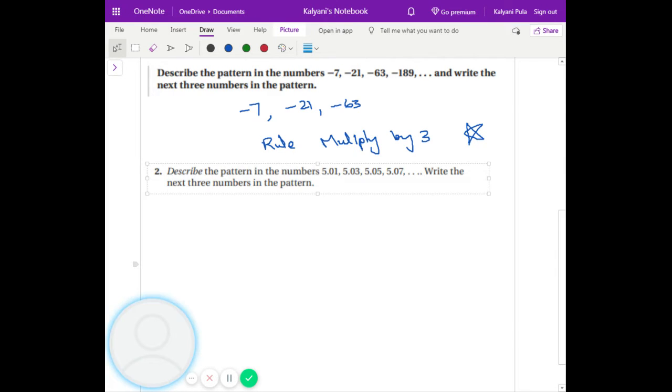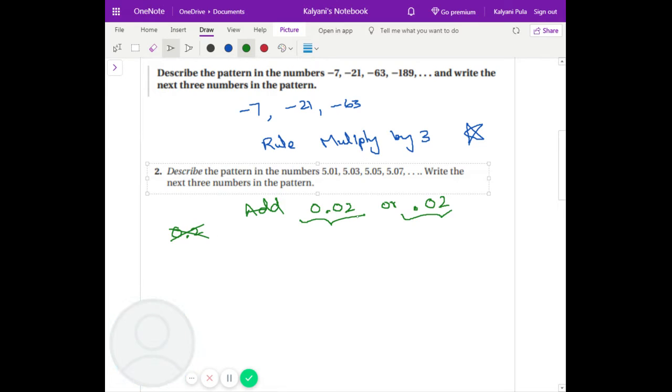Describe the pattern in the numbers 5.1, 5.3, 5.5, 5.7 and write the next 3 numbers in the pattern. Oh, this is really easy. You have to add 0.02. So the rule here is add 0.02. Either way, you can write it that way too. Or 0.2, not 0.02. Wait, but it kind of makes sense. 0.2 means this is 20 cents, and this is 2 cents.